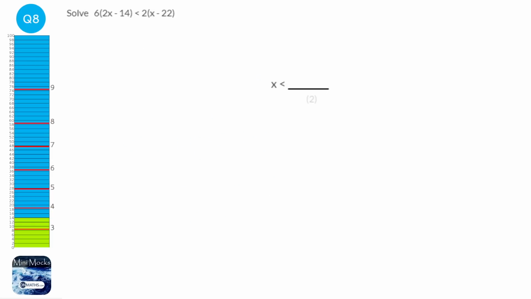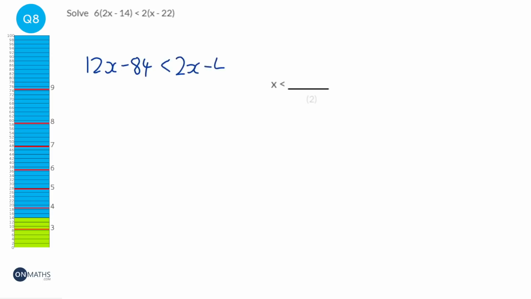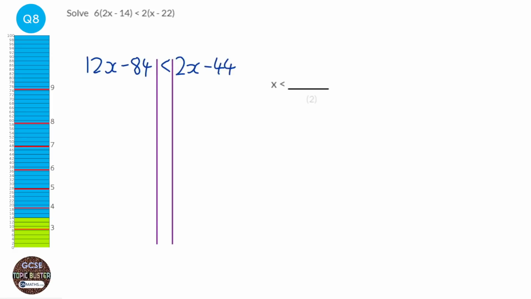I'm going to start by expanding these brackets. You could have divided both sides by 2 and then expanded the brackets on the left, but I'm just going to expand them all because it might be maybe easier, I don't know. So we've got 2x minus 44. Get our lines in because we're solving.